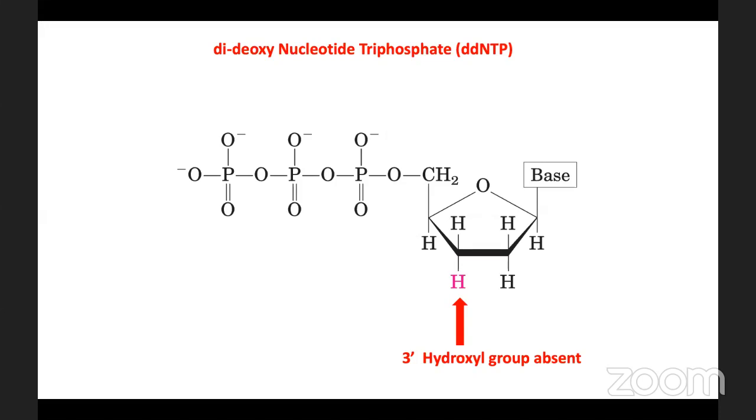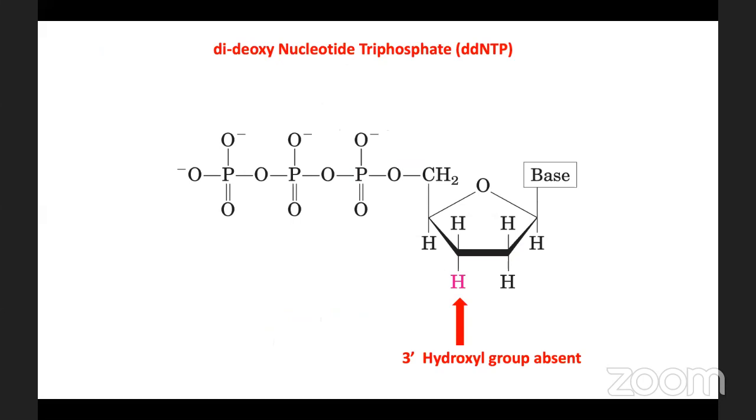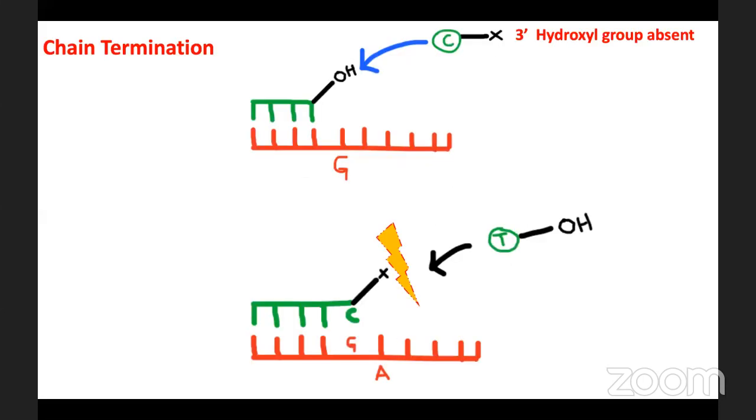So this is not a normal base. This is different from your dNTP, different from deoxynucleotide triphosphate. This is dideoxy. Both the hydroxyls are missing in this case. So what will happen, because this hydroxyl is missing? Again, I made a cartoon to explain this.